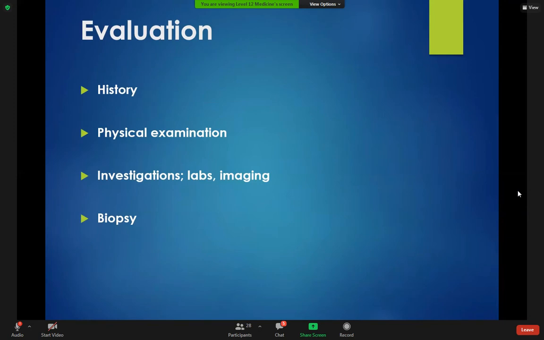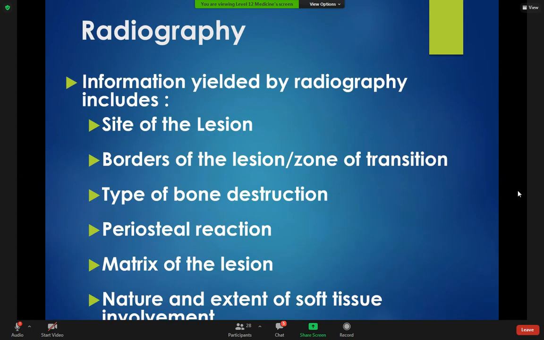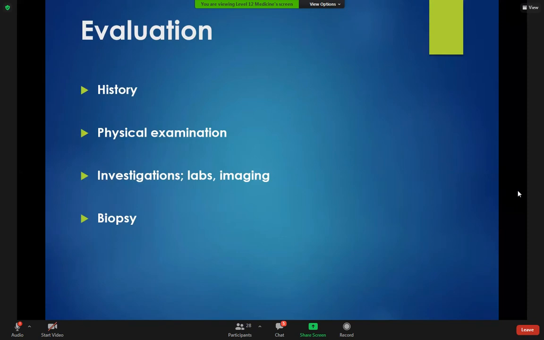So when you evaluate any patient, you go with the history, physical examination, investigation, labs and imaging. Then we do the biopsy to confirm the diagnosis. Then we start the treatment. Radiography is very important. Before we go to radiography, I want you to, just in history, we have to take a detailed history of the patient.